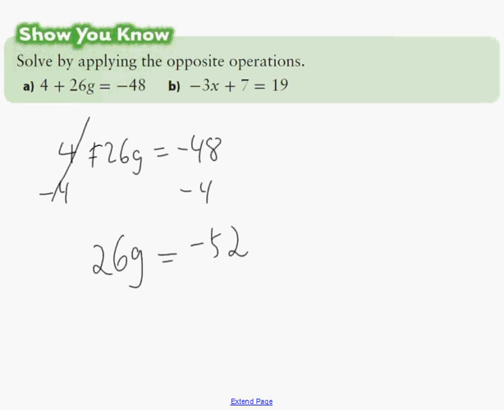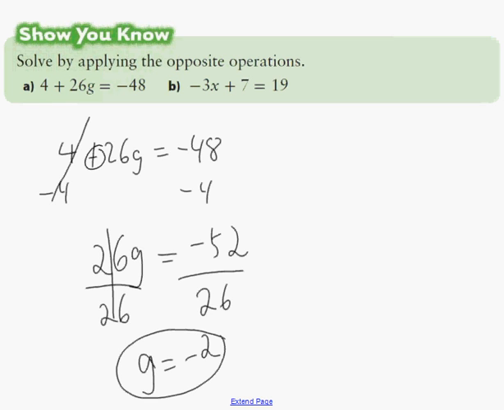Now some people say, do I need this positive sign? Well, not really, because that's not actually the sign of it. That's just the operation. But you can assume that it's still a positive 26 if you want to keep that plus sign there. So it's positive 26. To isolate the variable, when you have just a coefficient, you divide by the coefficient. You end up with g equals -2. And that's your solution. If you want to check your answer, go back up here and substitute negative 2 where g was. So instead of saying 26 times g, I'm going to say 26 times negative 2. This is going to be 4 plus negative 52, which does work out to be negative 48. So that is the correct solution.